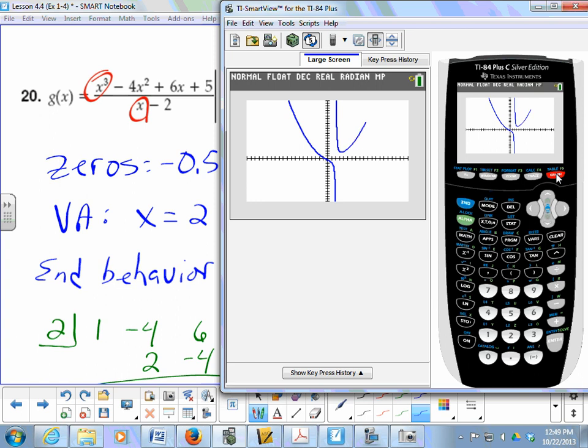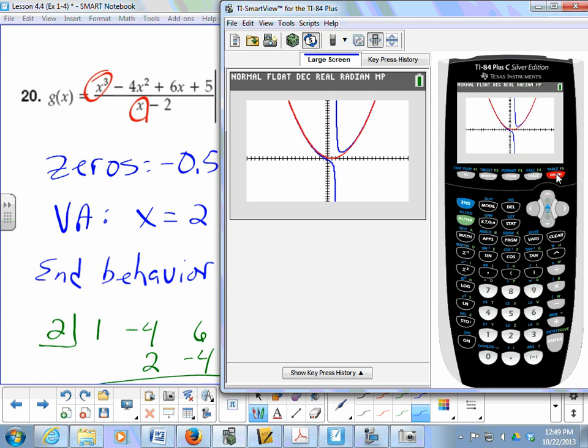All right, so there we can see where our vertical asymptote is. And then here comes the parabolic asymptote. We can see that the behavior of it is a quadratic as it gets farther and farther away from 0, the y-axis.